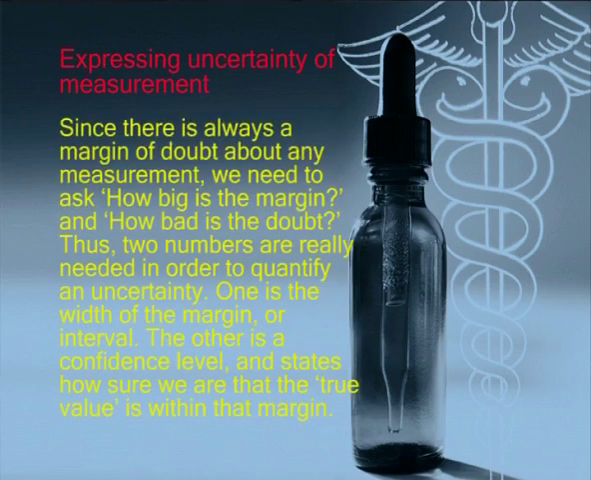Now, how do you express this uncertainty of measurement? Since there is always a margin of doubt about any measurement, we need to ask how big is the margin and how bad is the doubt. Thus, two numbers are really needed in order to quantify an uncertainty. One is the width of the margin or interval. The other is a confidence level and states how sure we are that the true value is within that margin. Now, what do we mean by that?